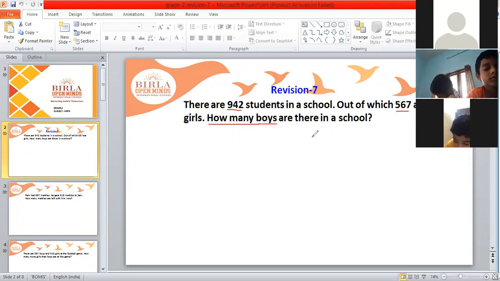So what will we do? We will do subtraction here, because they have given you the total. Out of those total students, 567 are girls, and now they are asking how many are boys. We'll do subtraction, but before that we have to write some statements. After writing this question, leave one line and then start writing these statements.